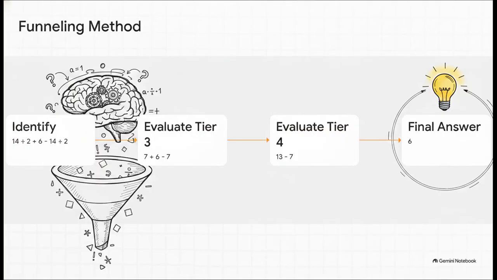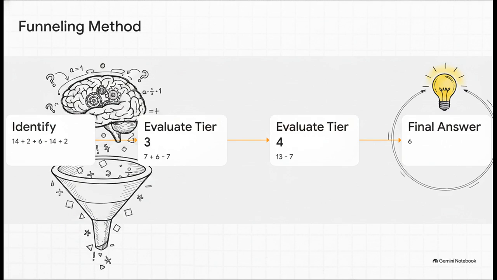Let's go back to our initial hook equation and look at something called the funneling method. Trying to do multi-step calculations in a single horizontal line heavily taxes a student's working memory. It's exhausting. Instead, we use funneling. We enforce a strict formatting policy where intermediate steps are written on separate lines directly beneath one another.